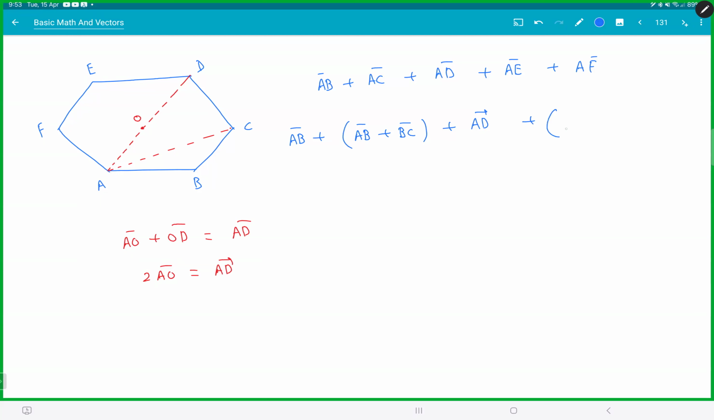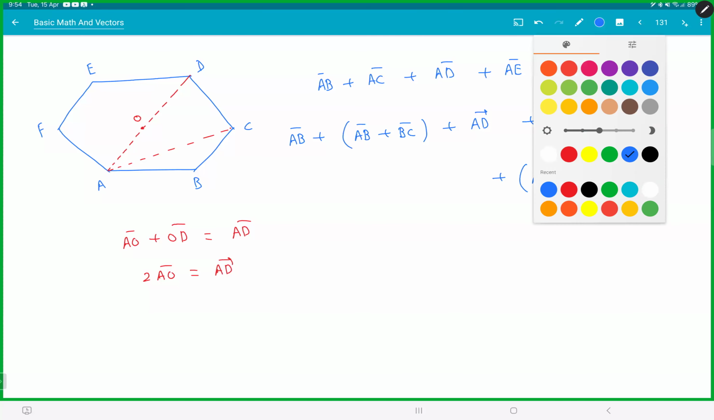What about AE bar? You want to go from A to E. So I can write this thing as you can go from A to D and D to E. What is AF bar? I want to go from A to F, so I'll go from A to D, then I'll go from D to E, then I'll go from E to F. I can reach F like this also. Is this clear, everyone?